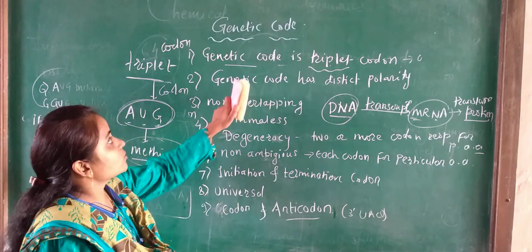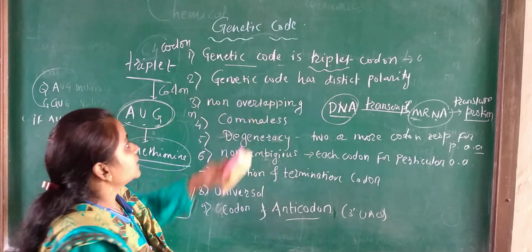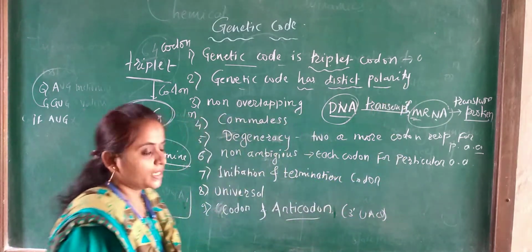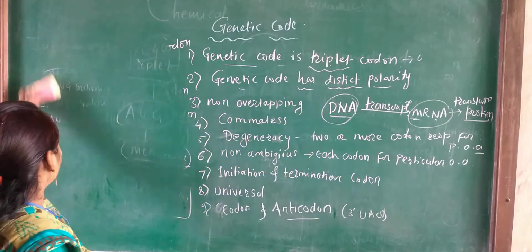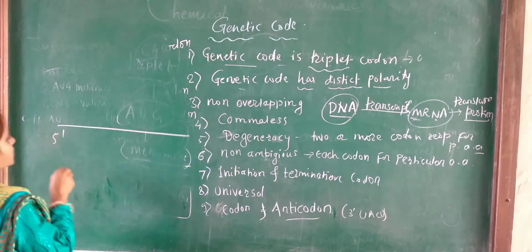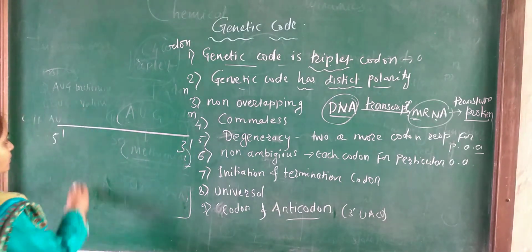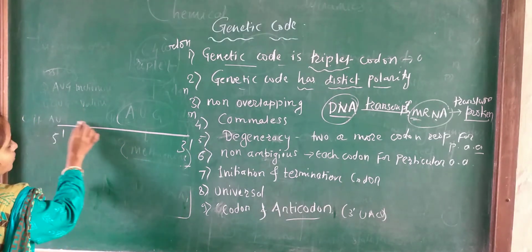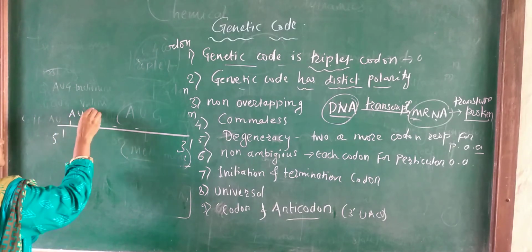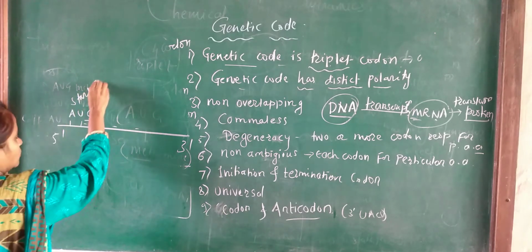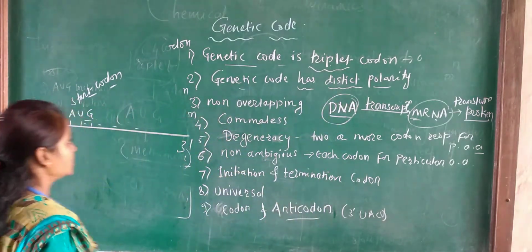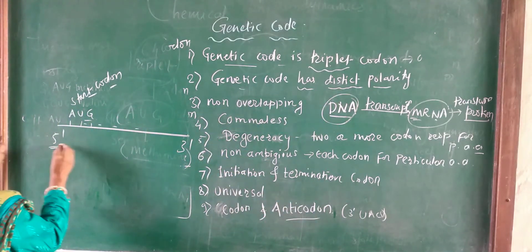Then another characteristic of the genetic code is that it has a particular or distinct polarity. This means the codon present on one strand of mRNA has a 5'3' direction, and on that a number of triplet codons are present. For example, AUG, which is also called the start codon. Then we are saying that the genetic code has a distinct polarity, meaning it will be read in the 5'3' direction.